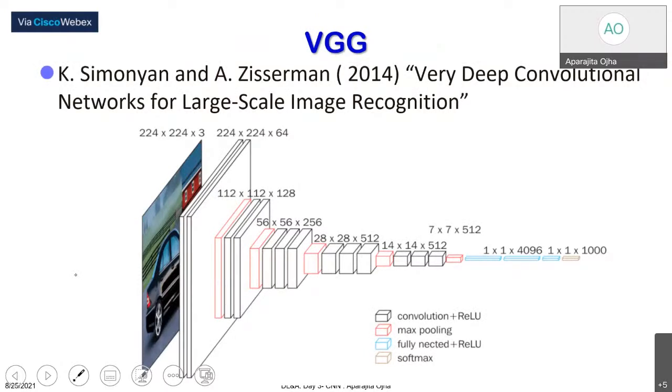So this is VGG. It's a very simple model. It only uses 3x3 filters, right? Now you can see these are max pooling layers, so they downsample the image dimension. And these are fully connected layers. So it's a 16 layer network.